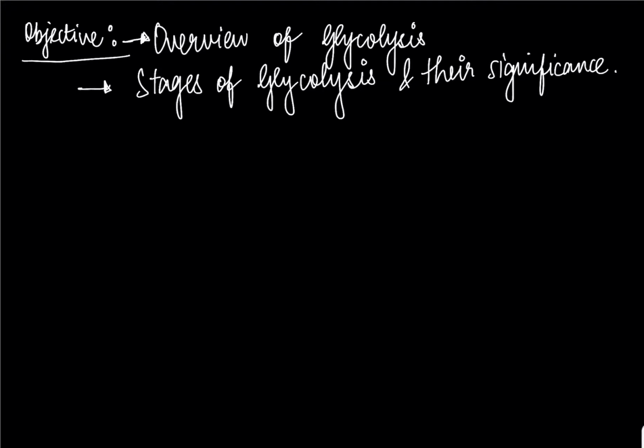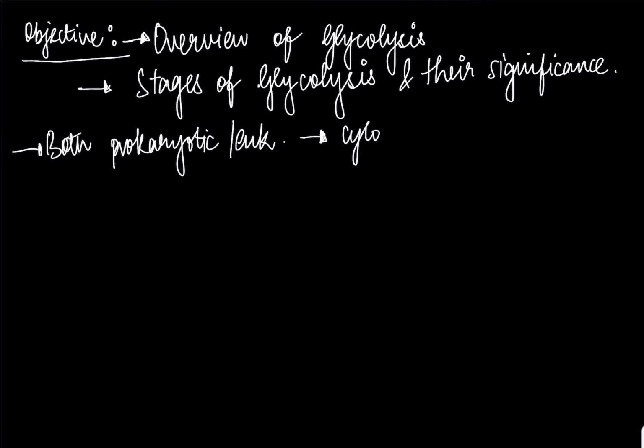So what is glycolysis? I'm sure you would have heard this name quite a bit till now, and that's why you want to just know more about it. Glycolysis is an energy yielding pathway which is virtually present in all cells, both prokaryotic and eukaryotic. And this pathway takes place in the cytoplasm of the cell.